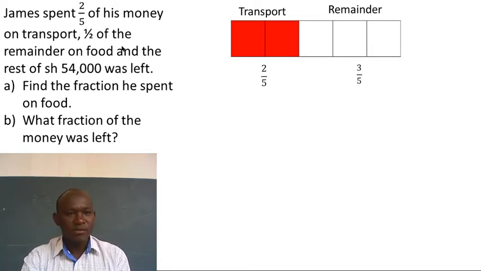Now, basing on this question, it is a half of the remainder which was spent on food. A half of this part which is unshaded, the half of the white part, was spent on food. So how do we get that fraction? Practically, a half of the white part would be from this point. But how do we calculate it?